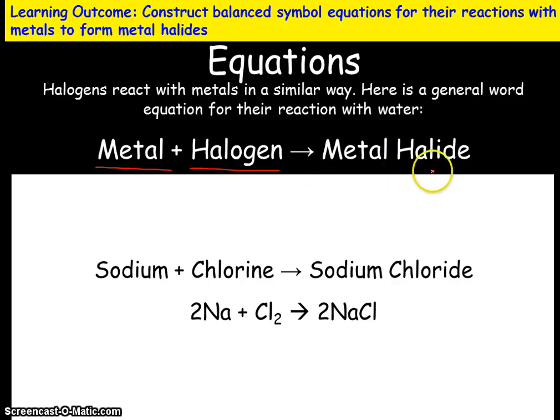And all we do is we change the ending of the halogen to "ide". So for example, if we reacted sodium and chlorine, I'd get sodium chloride. And if I put that into symbols, I just put the symbols for the elements, remembering that if I've got a gas, it's 2, and then it's NaCl, because that's a +1 ion and that's a -1 ion, and I balance it at the end. Another example would be aluminium plus bromine, which would give you aluminium bromide.